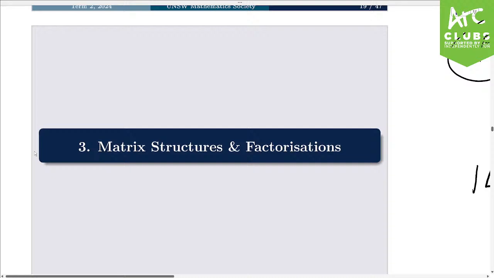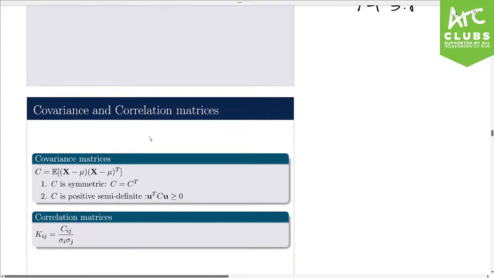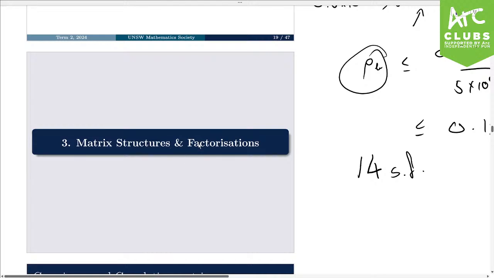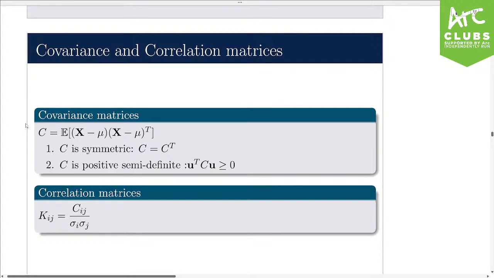Okay. Topic 3 is about matrix structures and factorizations. So in this seminar we'll do more of factorizations because that's where most of the exam questions are. But first we'll revise some content from matrix structures. So covariance and correlation matrices.